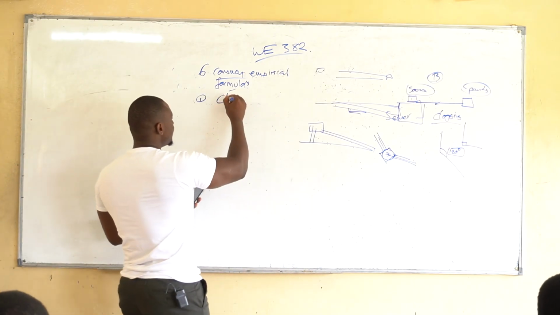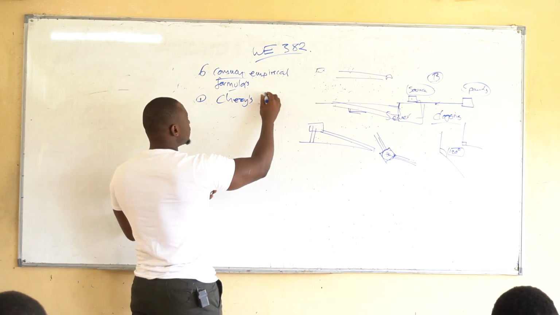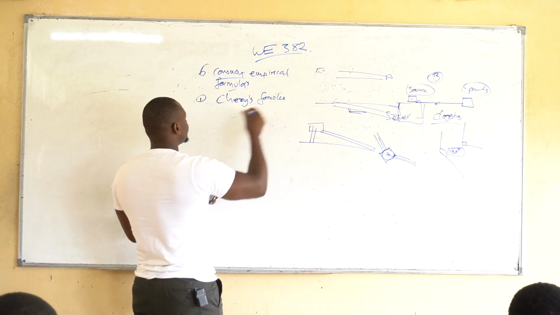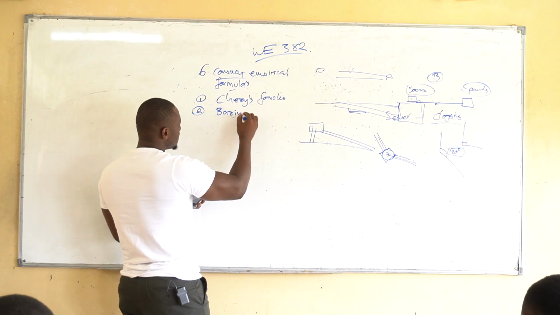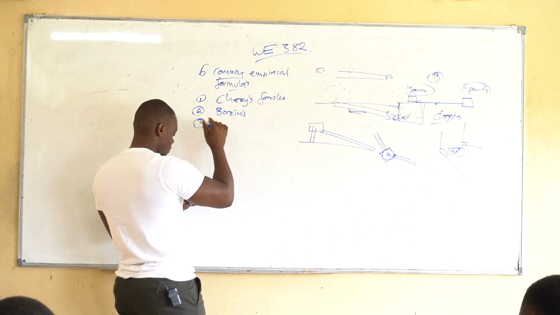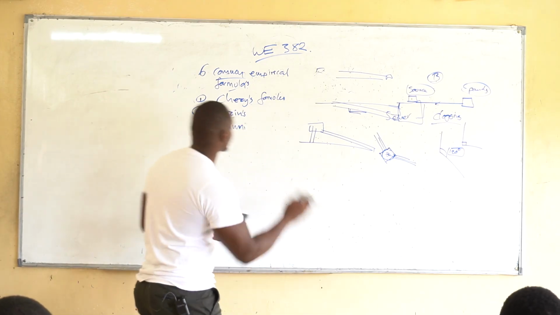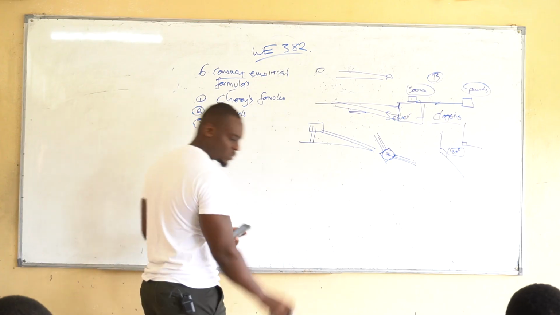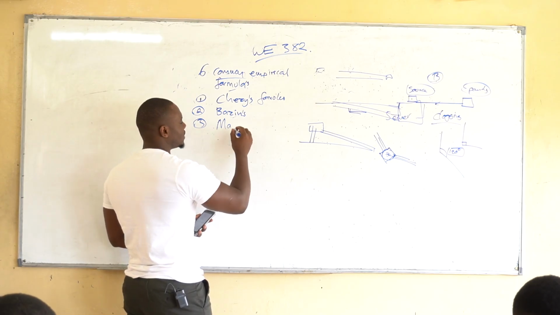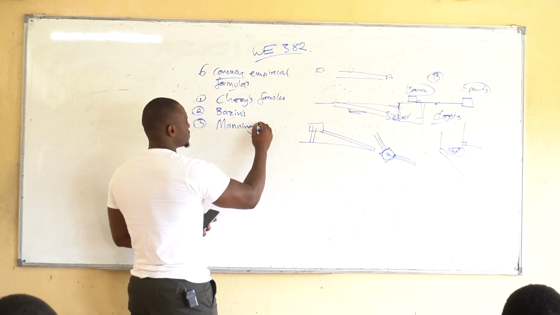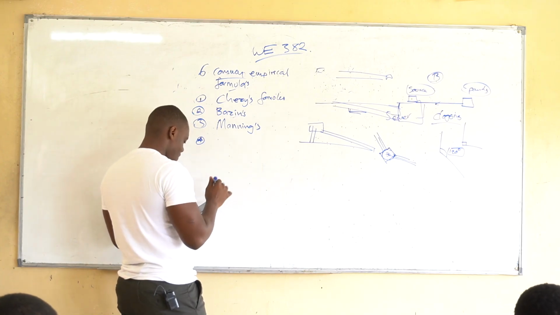One, and this is a very familiar name, Chezy's formula. And then we've got Bazin's formula. We have another very common one, Manning's. I remember this so much, I think from irrigation. So Manning's.